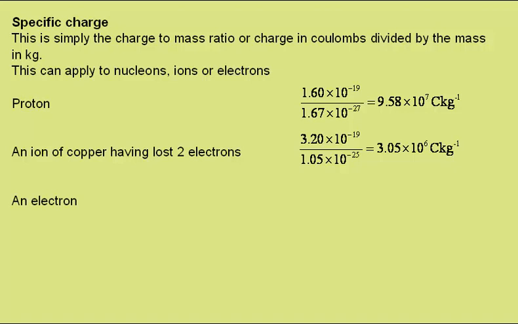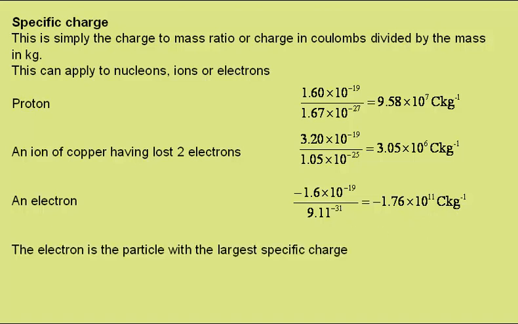And finally the electron. Well, this has a charge of minus 1.6 times 10 to the minus 19 coulombs and a mass of just 9.11 times 10 to the minus 31 kilograms, giving it a huge specific charge of minus 1.76 times 10 to the 11 coulombs per kilogram. Because of its tiny mass, the electron is the particle with the largest specific charge.